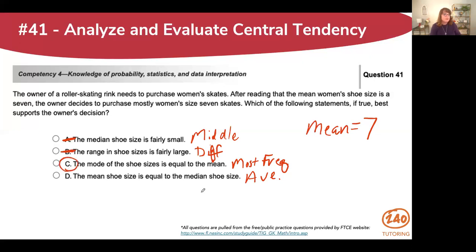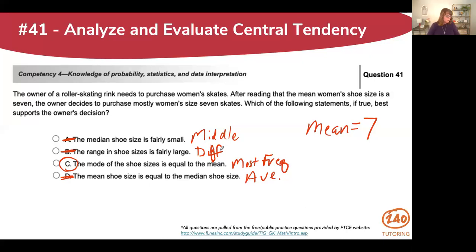The mean of the shoe size is equal to the median. Remember that the median can be thrown off if you have an outlier out there, more likely than the other measures. So the best answer here is the mode of the shoe size is equal to the mean. Because in reality, if the owner were going to do this, they'd probably pull the mode more likely than they would the average or the mean.